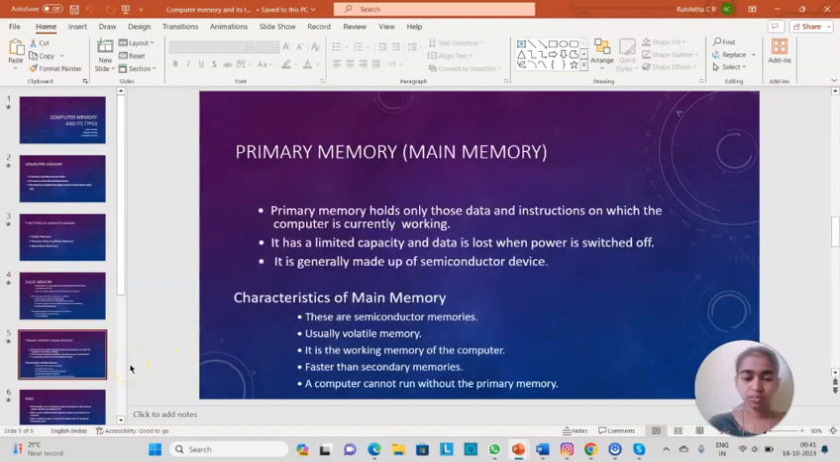Next, we should move on to primary memory. Primary memory is also called main memory. Primary memory holds only those data and instructions on which the computer is currently working. It has limited capacity and data is lost when power is switched off. It is generally made up of semiconductor devices.